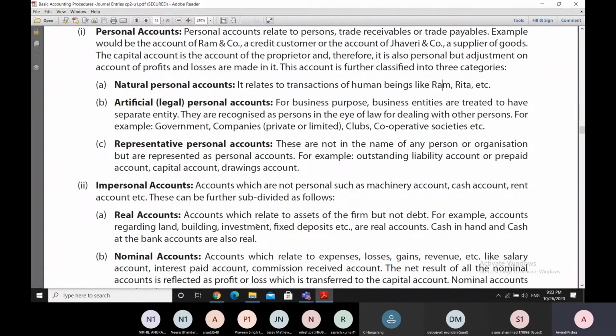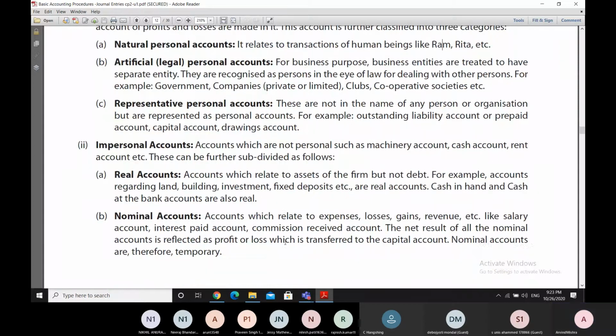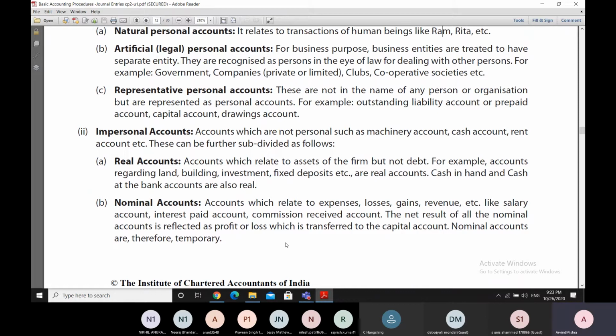And the second type of account is the impersonal account. Under impersonal account, there are two types of accounts. One are the real impersonal accounts dealing with assets of the firm, and the other are the nominal impersonal accounts, which are accounts only in the name. They are just made there temporarily, and then they vanish, and finally they become part of the capital account. The balance becomes part of the capital account because profit and loss, whatever is generated, will move into the capital account ultimately.